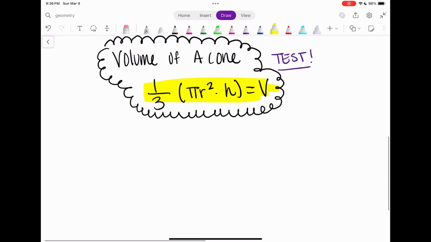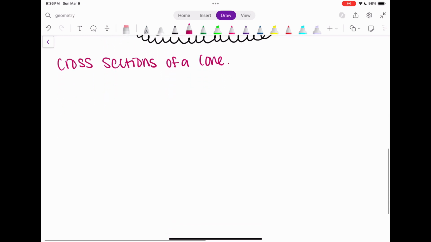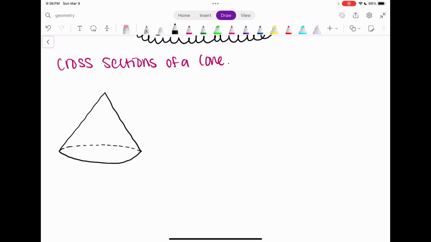So in addition to the volume of a cone, I want to talk about the cross sections of a cone. This is also going to be on your test, so I want to talk about it just a little bit. I know we've talked about it in the past, but I want you guys to have it in your notes. So we're going to draw another cone. Okay. Doesn't have to be perfect, but if you need to, go ahead and pause the video so that you can draw your cone.